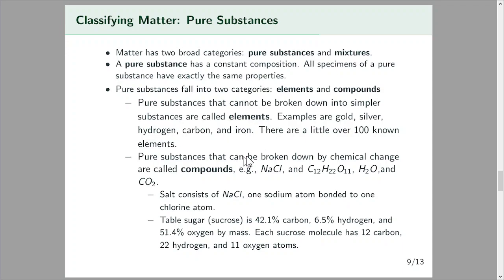Pure substances that can be broken down chemically are called compounds. Sodium chloride, which is salt, sucrose, which is table sugar, C12H22O11, water, carbon dioxide. These little chemical formulas, which we'll talk about more in the future, tell you the ratio of the number of atoms in each one of these compounds. All table salt has a 1-to-1 ratio between sodium and chlorine atoms. All sucrose, all sugar, those molecules have 12 carbons, 22 hydrogens, and 11 oxygens, and so on. 2-to-1 ratio between hydrogen and oxygen in water.